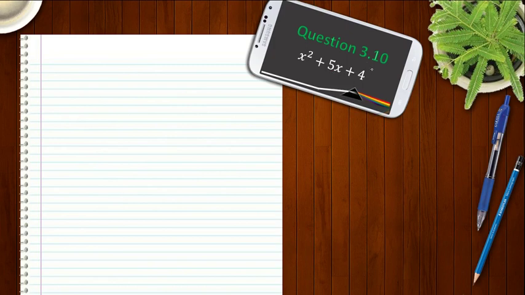Okay, so here we have x squared plus 5x plus 4. We want the factors of 4, so that's 1 times 4 and 2 times 2. I need plus 5, so adding 1 and 4 gives me 5, so I can say plus 1 plus 4. So we simply write x plus 1 and x plus 4.